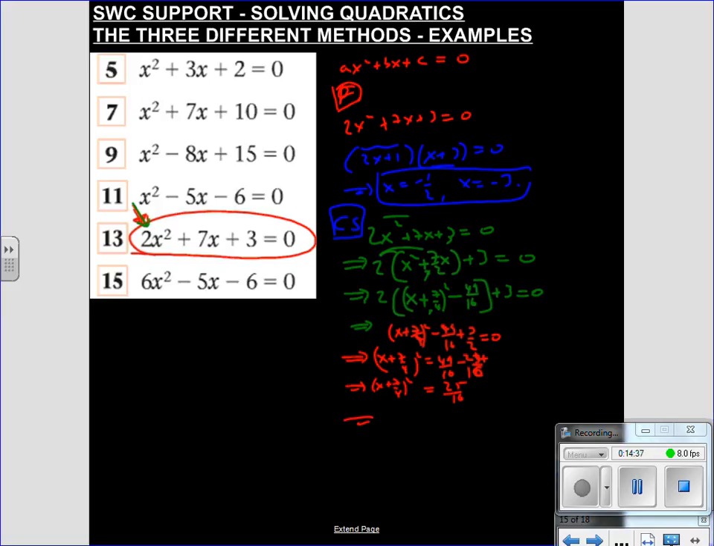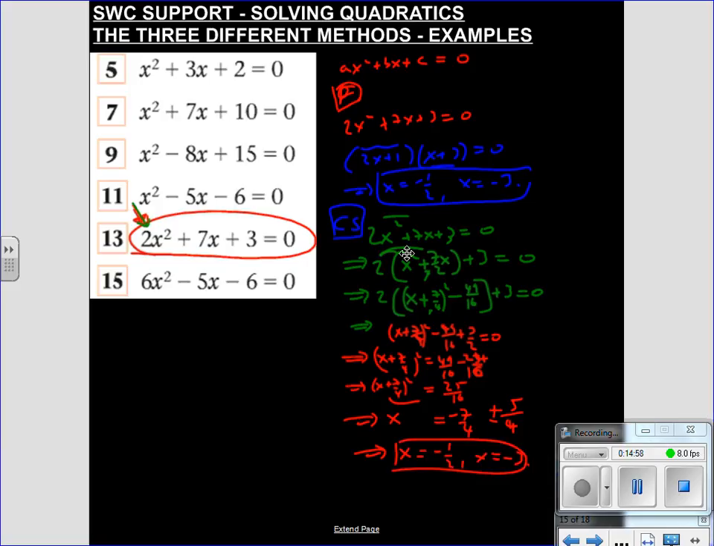We want x by itself, so we'll square root both sides, plus or minus. The square root of 25 over 16 is 5 over 4. And then we would move the 7 over 4 over, wouldn't we? Right, so we square rooted it, plus or minus, and then we move that 7 over 4 over, and therefore we'd get our x is minus a half and x equals minus 3.